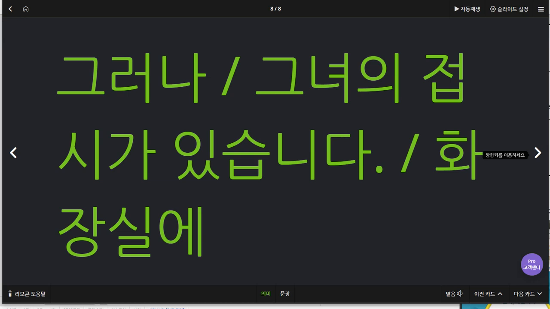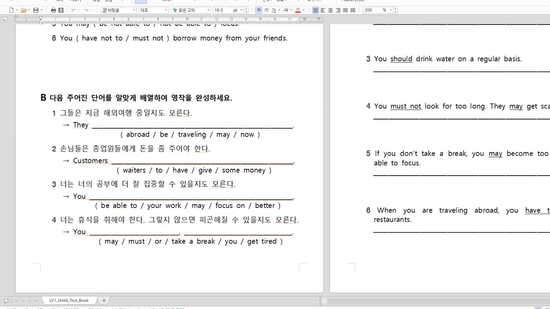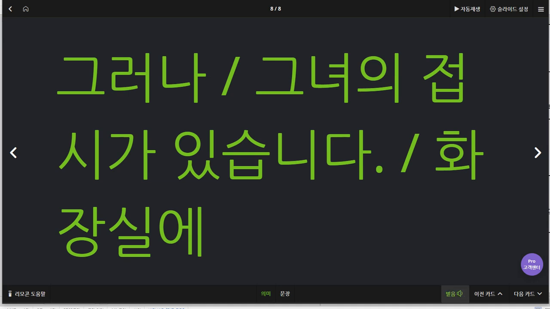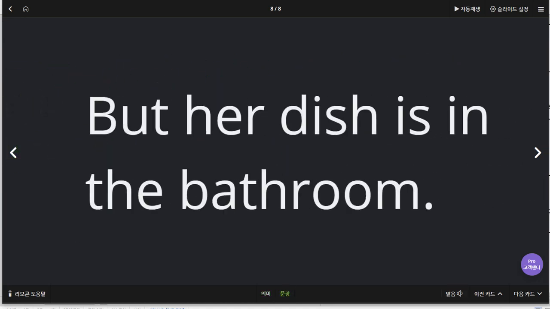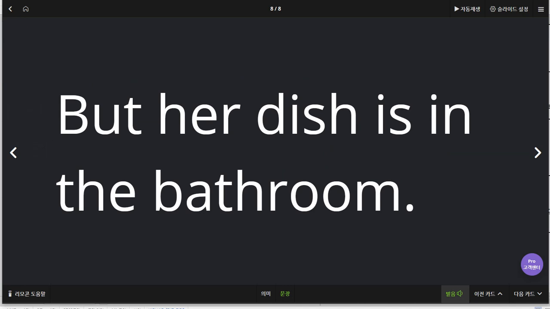But her dish is in the bathroom. Okay, 발음이 좀 틀린 것 같은데 한번 들어보세요. But her dish is in the bathroom. 뭐라고요? But her dish is in the bathroom. Bathroom.